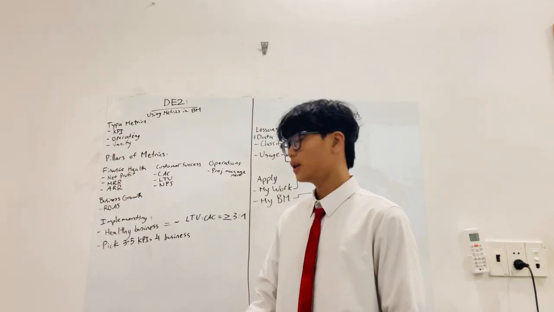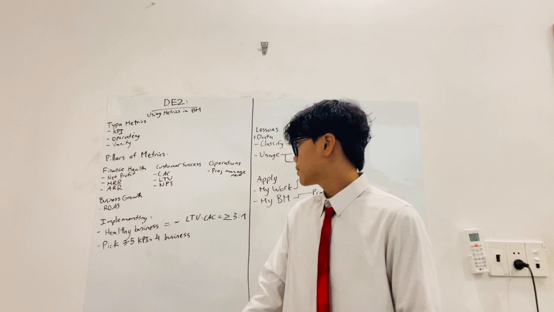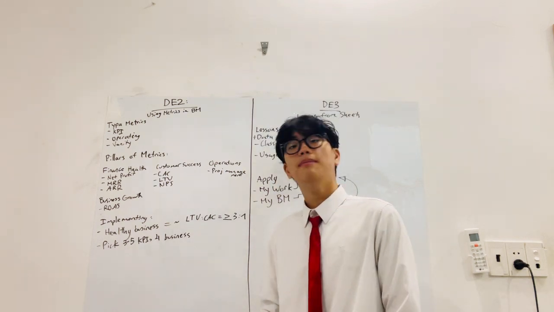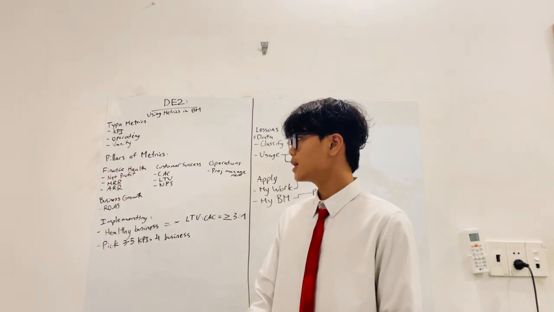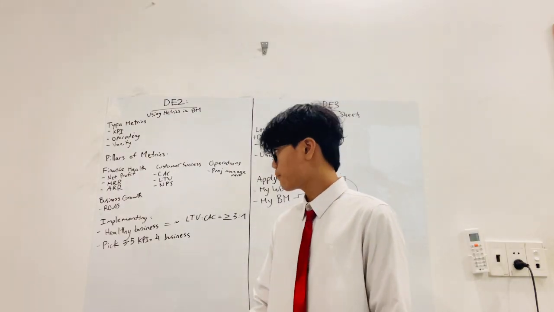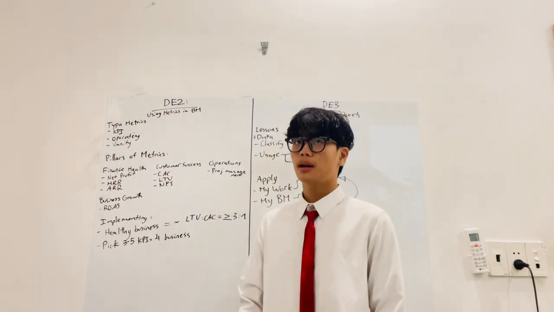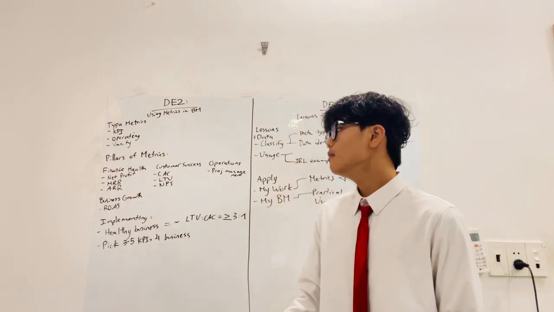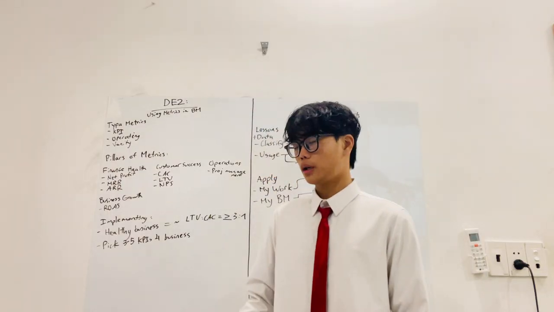Now, the pillars of metrics. The four main pillars that I've researched about, that is financial health, customer success, operations, and business growth. And I've summed up a few of the metrics in these pillars. Let's start with finance health. First is the net profit, then the MRR, which I believe is the monthly returning revenue, and then the ARR, which is the annual returning revenue, if I'm not wrong.